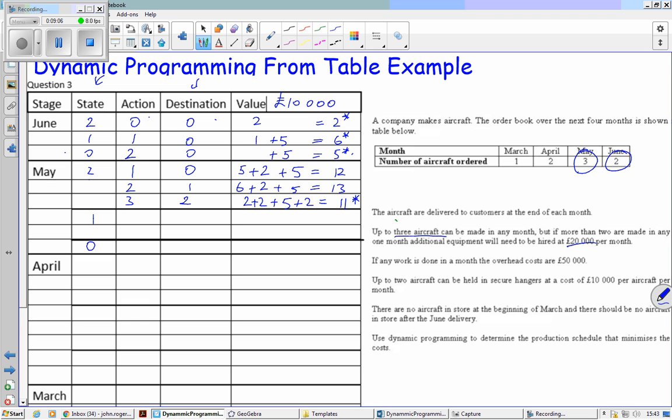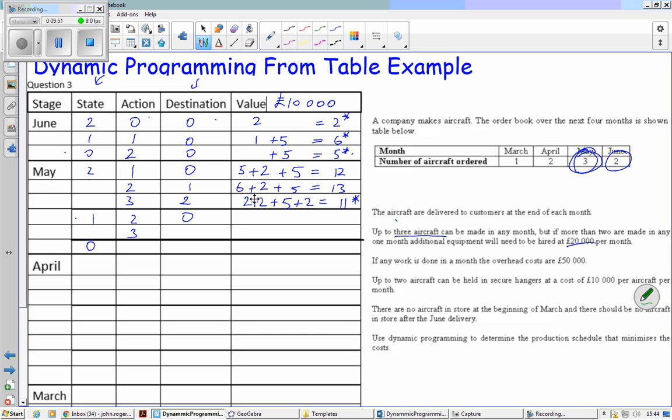Okay, but we're still in stage May, so we have to actually consider the state 1, i.e. 1 is held in storage at the beginning of that month. If 1 is held in storage, well, remember we have a demand of 3, okay? So we can either produce 3 or we could produce 2. Okay, so we can produce 2 or we can produce 3. If we do produce 2, then we won't be holding any in storage because we need all the 3 to satisfy the demand for May.